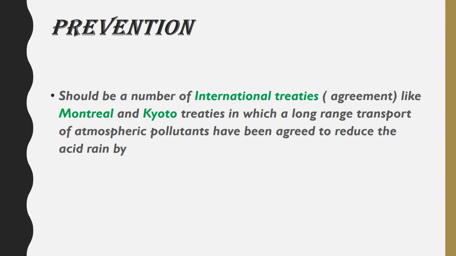The treaties were there for the long range transport of atmospheric pollutants. This was the treaty between these two cities. Montreal is a city. It is a seaport city, and it is in Canada. It is the second largest city in Canada. Montreal Island is situated there.